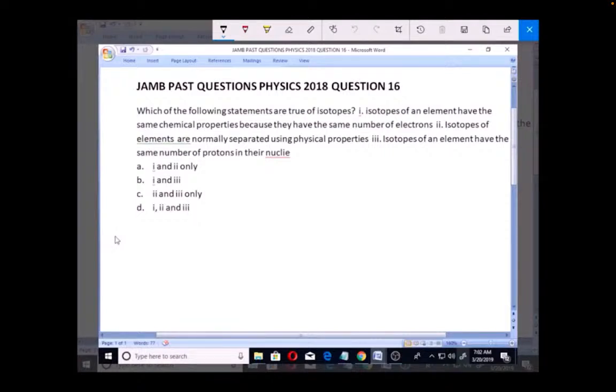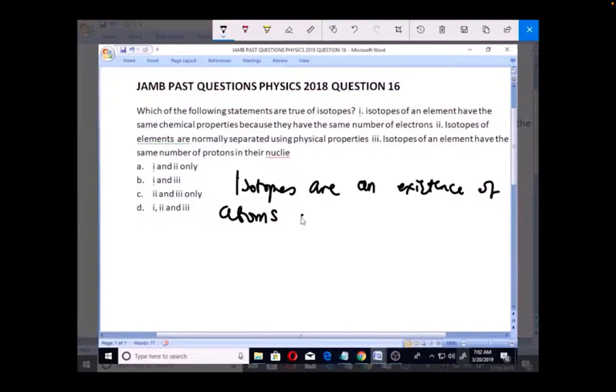Now, for us to be able to appreciate this question very well, we need to know what isotopes are. So what are isotopes? Isotopes are actually an existence. That's what isotope is. The existence of atoms. It's a phenomenon where atoms exist.